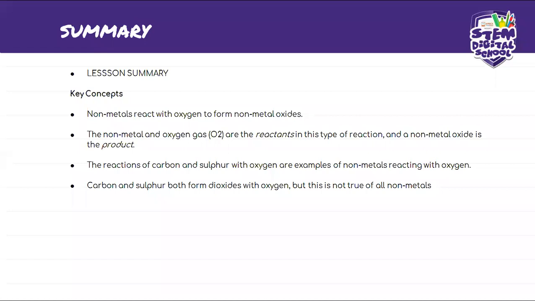Because remember, we are saying by the end of the lesson, you should be able to identify your product. You should be able to also identify your reactant. Okay. Now, the reaction of carbon and sulfur with oxygen are examples of non-metals reacting with oxygen. And carbon and sulfur both form dioxide with oxygen. But this is not true of all non-metals, so take note.